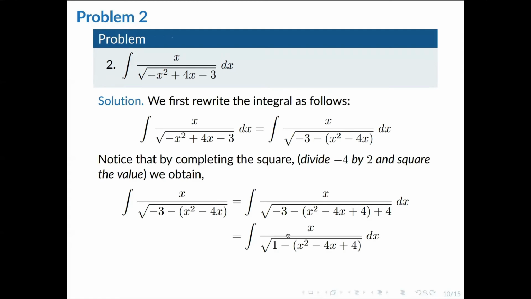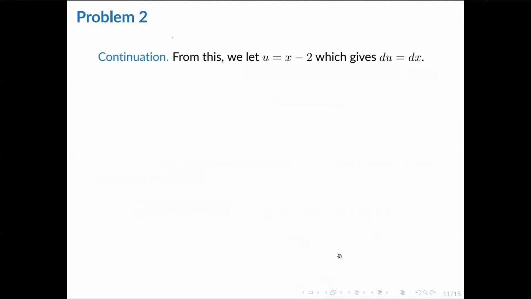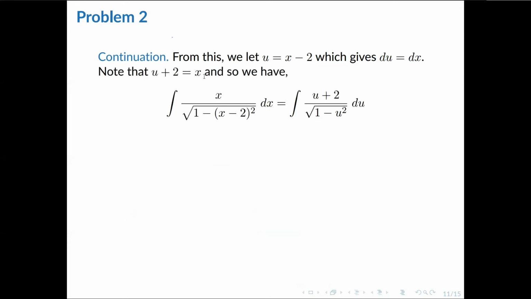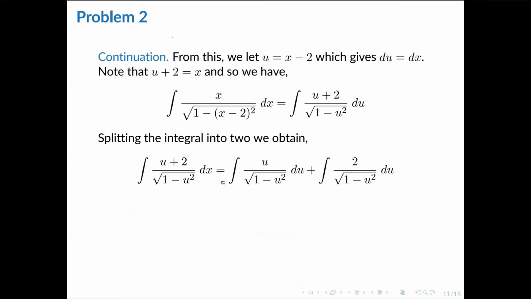Simplifying further, we get the integral of x all over the square root of 1 minus quantity x minus 2 squared dx. From this, we let u be equal to x minus 2, which gives du is equal to dx. So substituting u and du, and noting that u plus 2 is equal to x, we have the integral of u plus 2 all over the square root of 1 minus u squared du. Splitting the integral, we obtain these integrals so that mas madali nating makukuha yung integral ng 2 all over square root of 1 minus u squared.